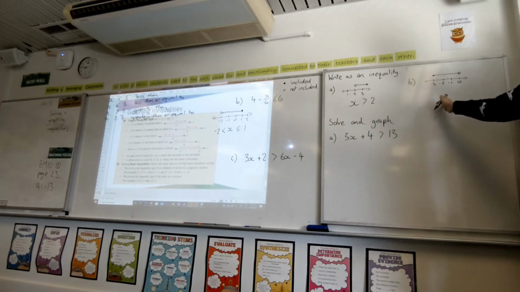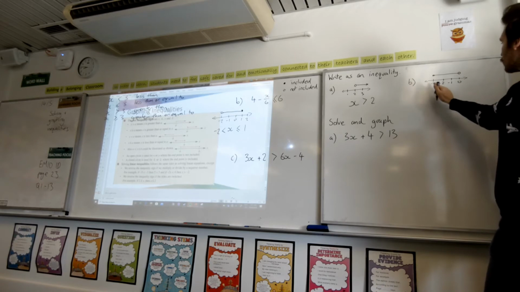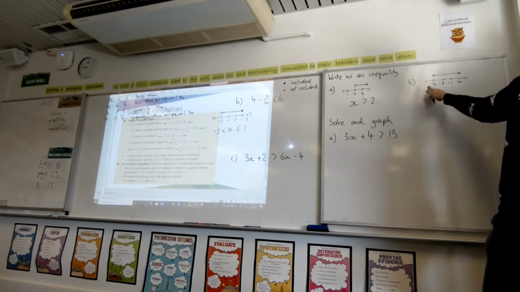The one that's on the right-hand side just here, we know that it's greater than or equal to -3.